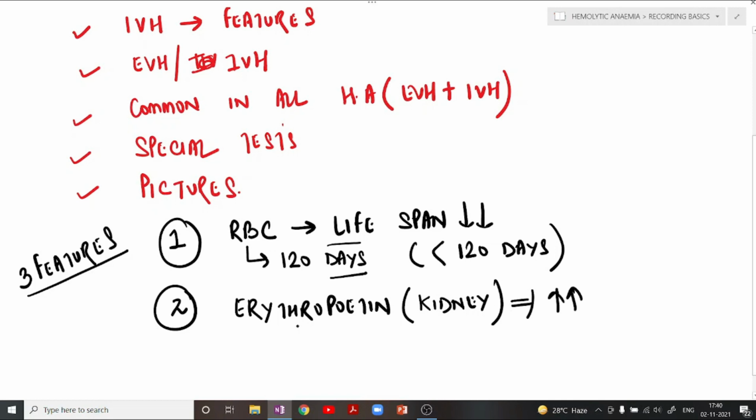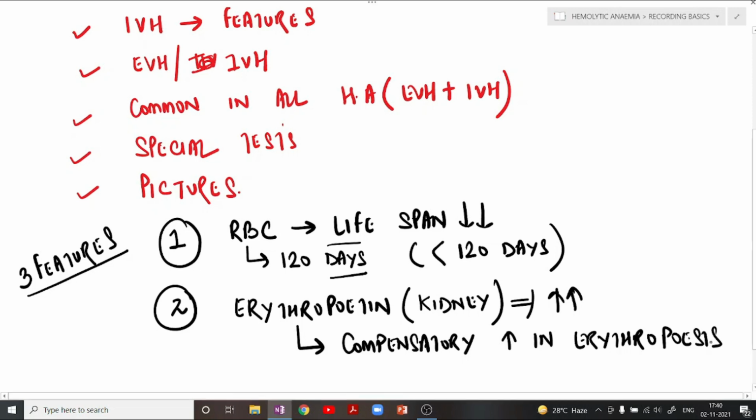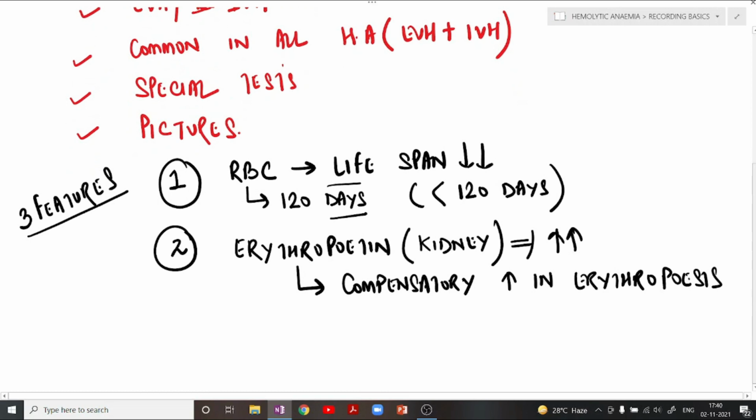And what does it do? This increased erythropoietin is going to cause a compensatory increase in the process of erythropoiesis. Because the RBCs are getting destroyed and the normal lifespan is reduced, there is a drive to increase the amount of erythropoietin, leading to increased erythropoiesis.